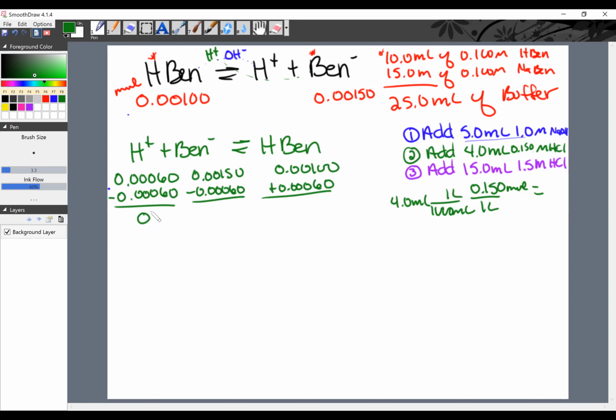So how much of my Ben minus or my benzoate do I still have? I have 0.30 and a 9. So how many sig figs? 1, 2, 3, 4, 5 after. Okay, so that's how many moles of the Ben minus I still have. And 12160 moles of my HBen. All right. Did I overwhelm my buffer? No, because I still have buffer left.